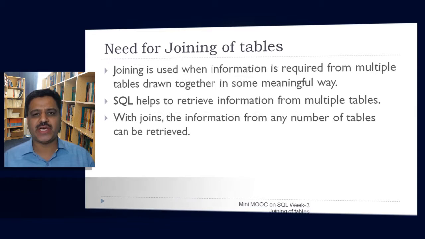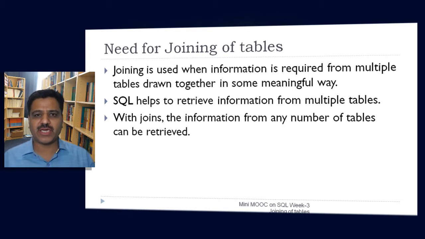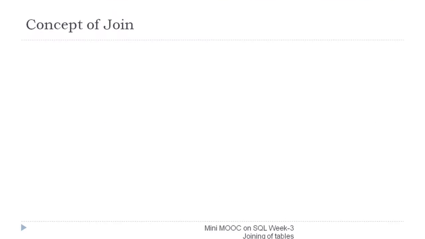Sometimes it is important to extract data from more than one table, and to extract data from more than one table, we have the join operation. In SQL, we can join multiple tables on the basis of common columns among those tables. Understand the concept of join with two tables.